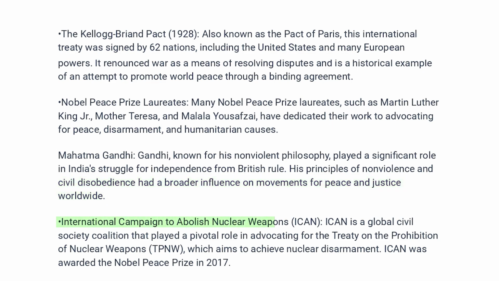International Campaign to Abolish Nuclear Weapons, ICAN. ICAN is a global civil society coalition that played a pivotal role in advocating for the Treaty on the Prohibition of Nuclear Weapons, which aims to achieve nuclear disarmament. ICAN was awarded the Nobel Peace Prize in 2017.